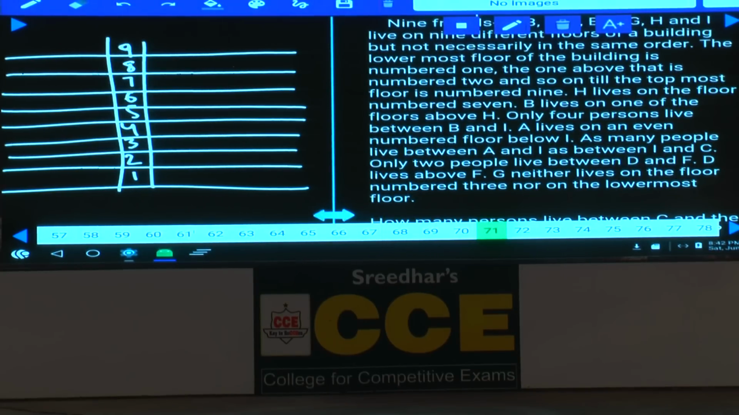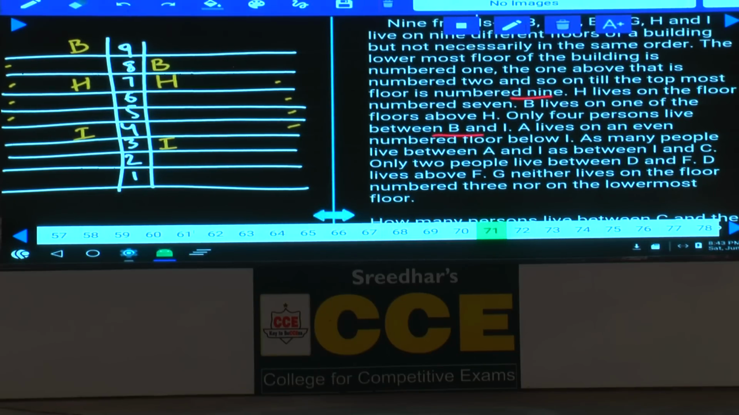Then H lives on floor number 7. B lives on one of the floors above H. How many different possibilities? B can be on the 8th floor or on the 9th floor, so there are 2 possibilities. Only 4 persons live between B and I. 1, 2, 3, 4, only 4 persons between B and I.